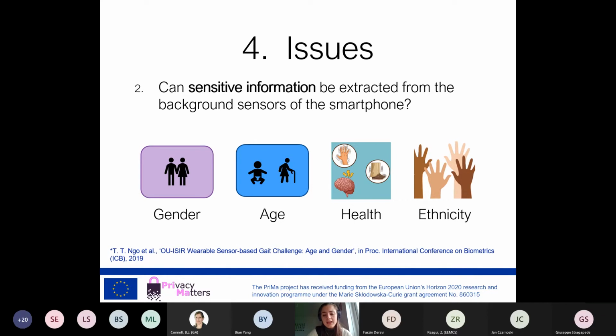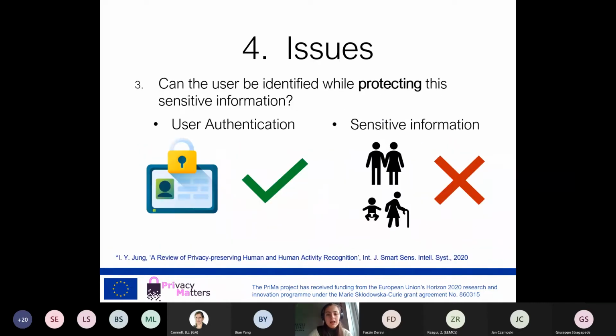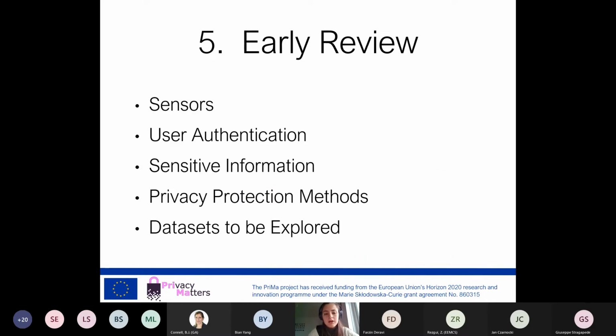Another one is health. For example, we can determine if a person has some Parkinson's disease, or ethnicity. And the third issue that I found is: can the user be identified while protecting this sensitive information? So the point of my PhD is going to be to find a user authentication, but at the same time protect this kind of sensitive information that I was talking about.